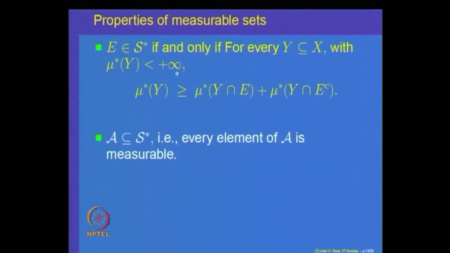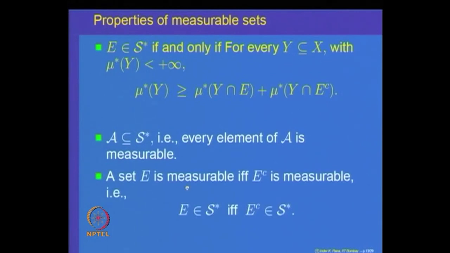Every element of A is measurable. The next property is that the class of measurable sets is closed under complementation, namely if E is measurable, then E complement is also measurable. That is obvious, because in this criterion, if you want to check if E is measurable, this is what we required, and to check E complement is measurable, the same thing is required, because this will become E complement, and E complement of complement is E. So, it is the same criterion, the same equation to be verified. Obviously, because the definition is built in symmetric with respect to E and E complement, the set E is measurable if and only if its complement is measurable, or the collection S star of measurable sets is closed under complements.